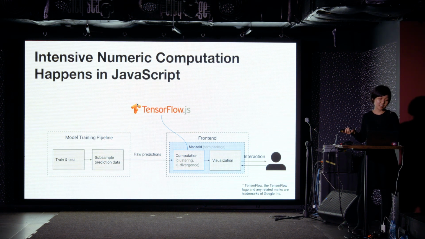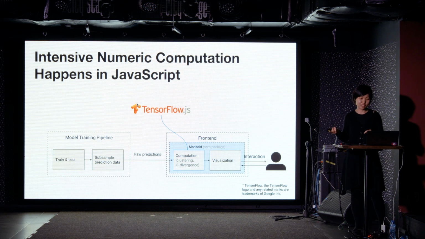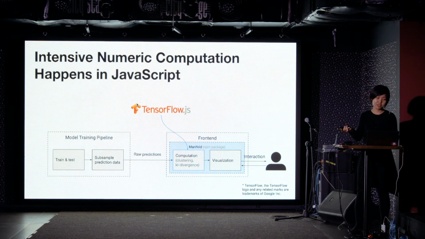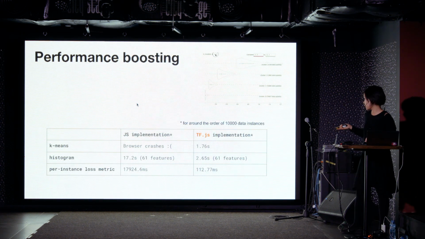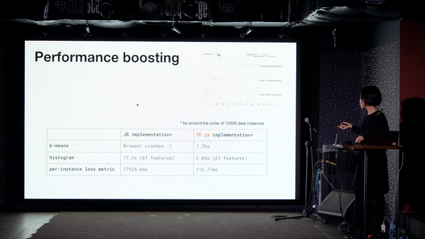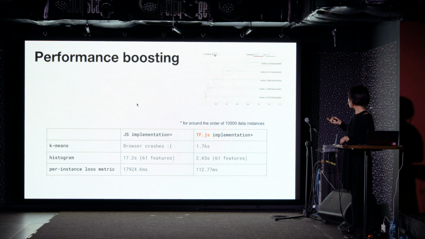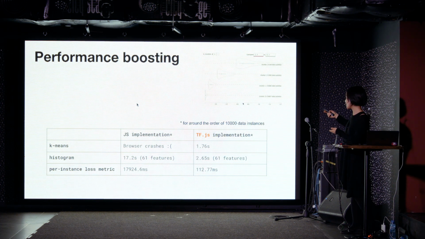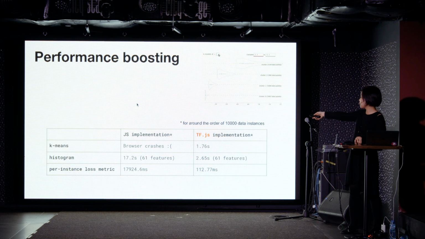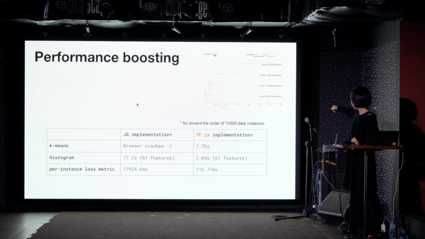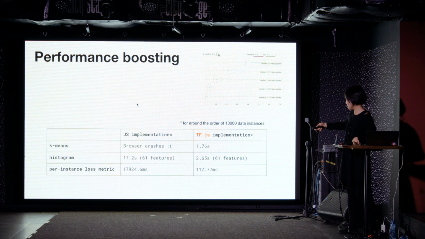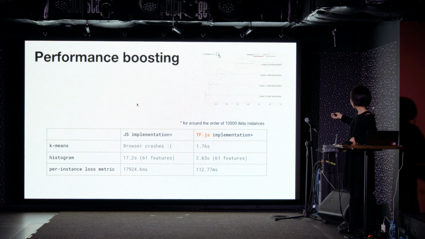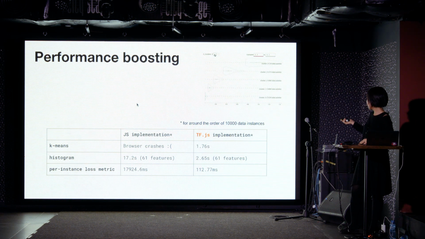Because this computation can get intensive as the data volume increases, we use TensorFlow.js to increase the computation efficiency. With the help of TensorFlow.js, we were able to boost the performance of the UI system to a large extent. For example, if you consider k-means, in the order of 10,000 data instances, k-means was unable to run in a plain JavaScript implementation, but it runs quite smoothly with the TensorFlow implementation, as shown on the top right image here.